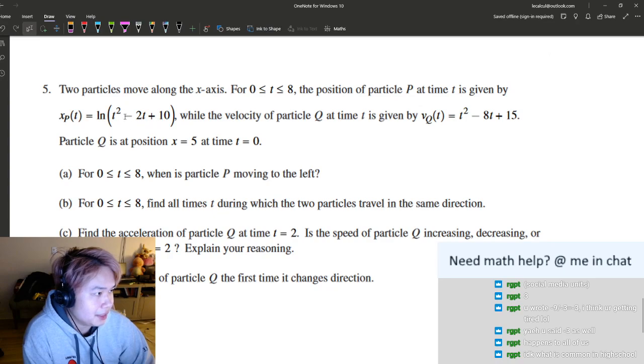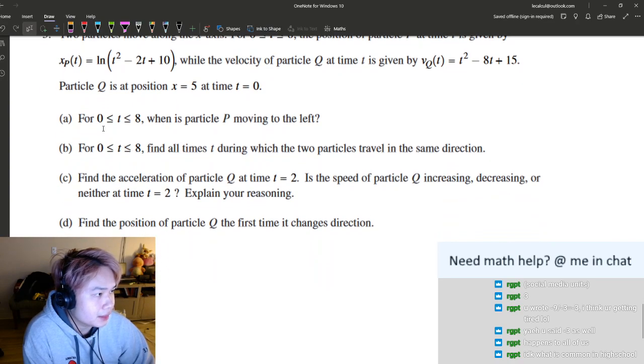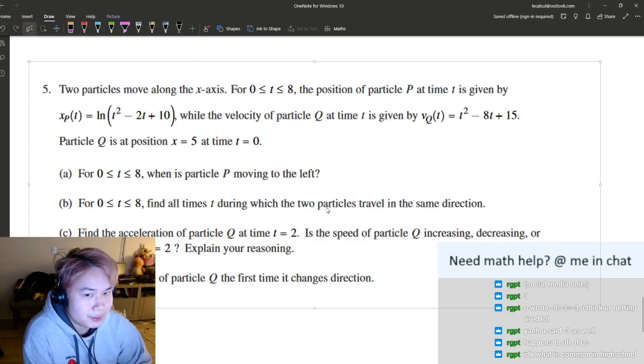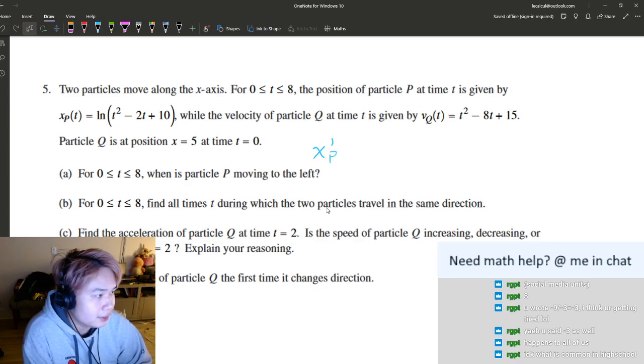Anyways, okay, this is position of particle P, and then this one is velocity of particle Q, and then we know Q is at 5 when the time is 0. Okay, so for 0 to 8 seconds, when is particle P moving left? So particle P is moving left when the derivative of the position is negative.